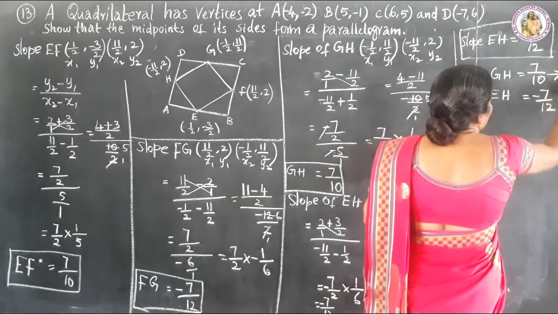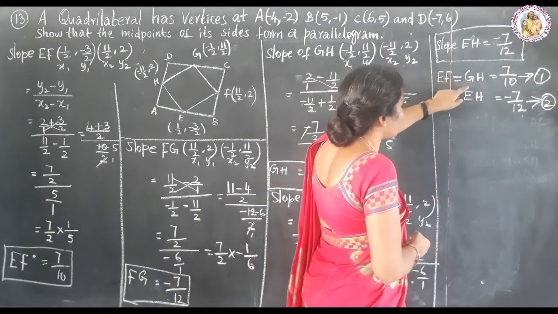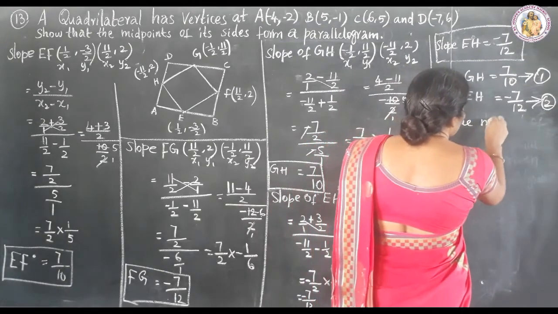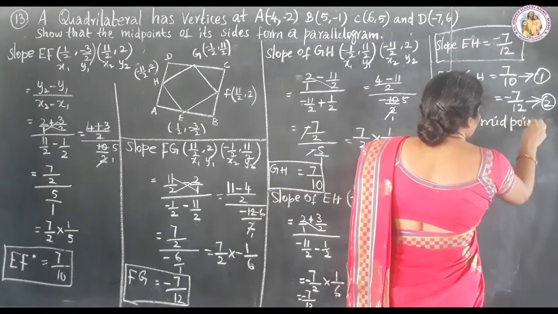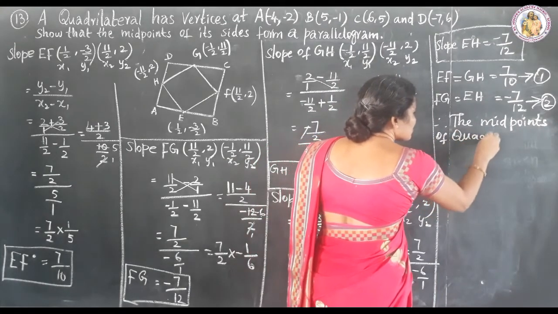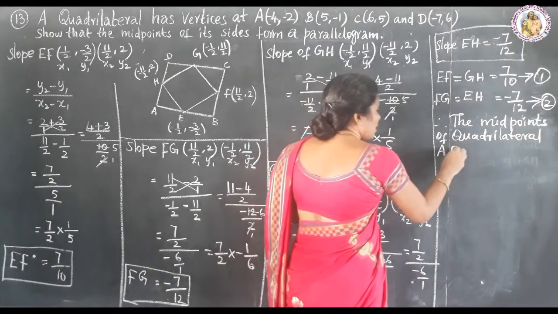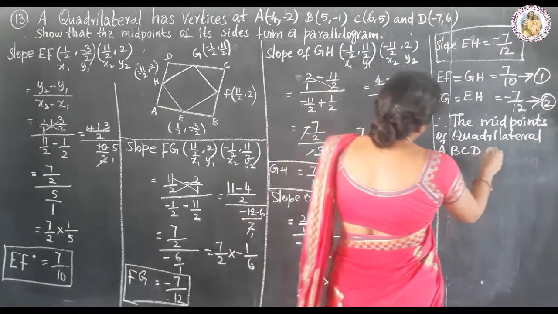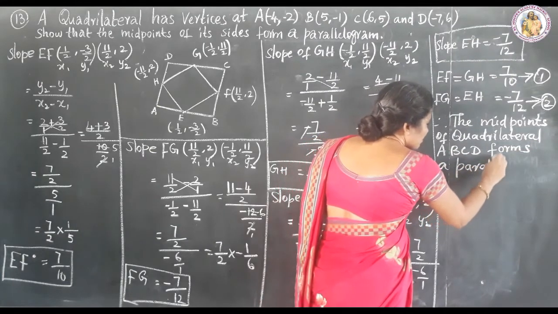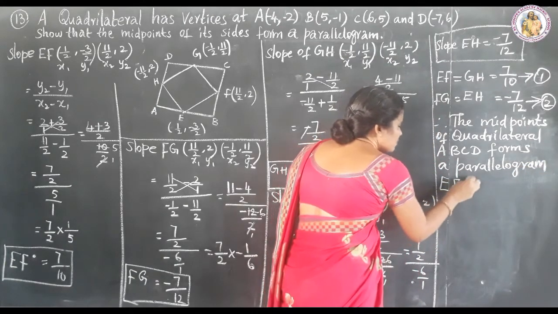So taking this as 1 and 2, from 1 it is clear that EF is parallel to GH and from 2 FG is parallel to EH. Therefore, the midpoints of quadrilateral ABCD form a parallelogram, parallelogram EFGH.